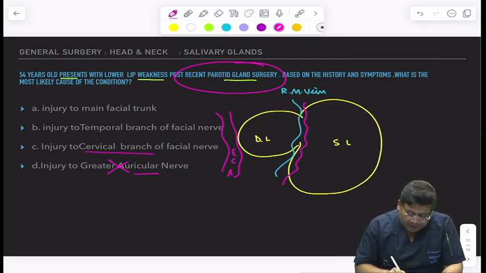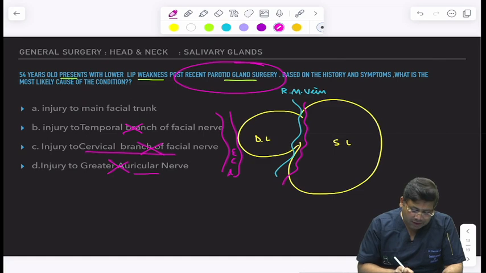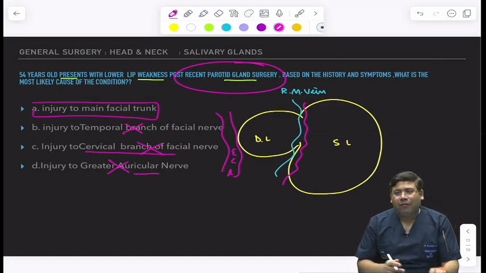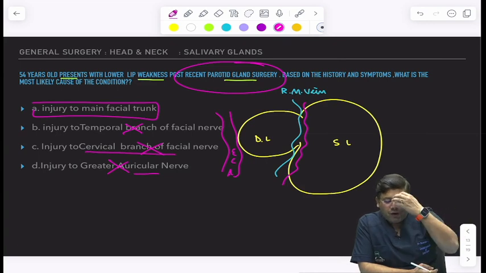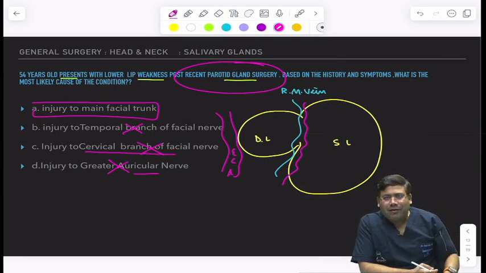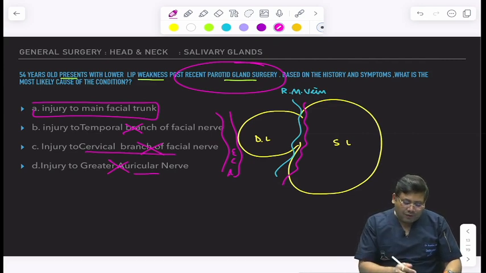Then cervical branch of facial nerve, no. Temporal branch, no. It is the mandibular branch which is going to cause this. So injury to main facial trunk will involve the denervation of all of them. Go and check my YouTube video on facial nerve injury and all the things that we have. I have demonstrated it many a times. So the answer for this is A.